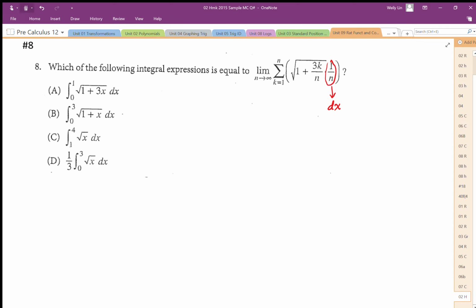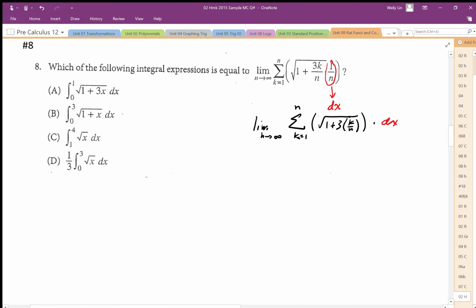So I'm just going to rewrite this again. We're left with the limit as n goes to infinity of the sum of the terms, which we can think of as an integral, and we're going to end up with an infinite number of terms of the square root of 1 plus 3 times k over n, and then we interpret that 1 over n, as n goes to infinity, as dx.